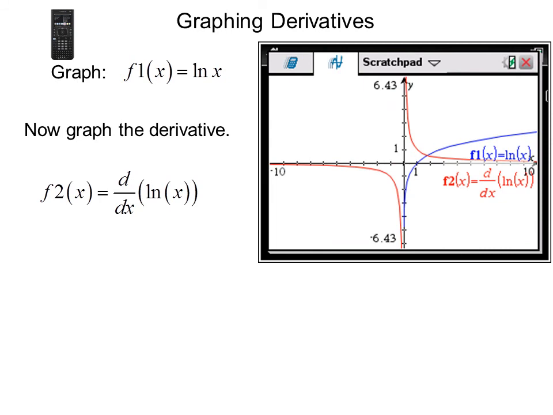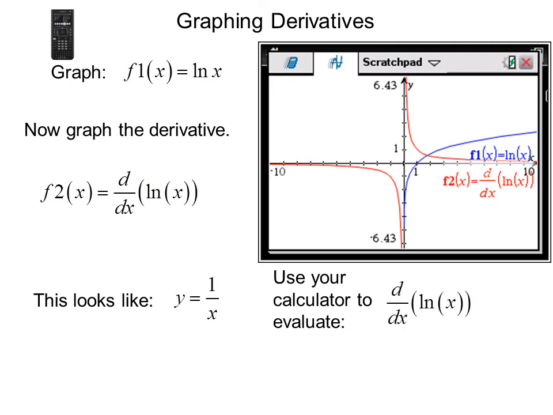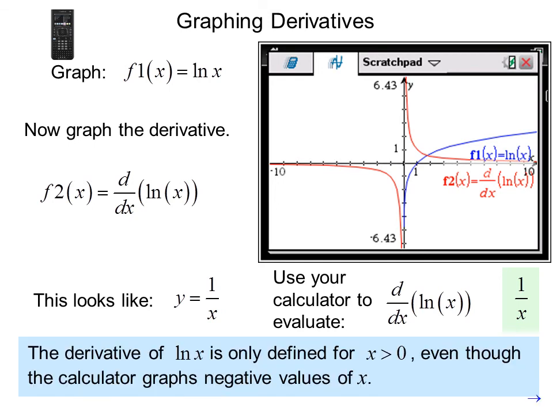Now this graph looks familiar. This looks like y equals 1 over x. If we use our calculator to evaluate the derivative with respect to x of ln x, we do get 1 over x. However, the derivative of ln x is only defined for x greater than 0, even though the calculator graphs negative values of x.